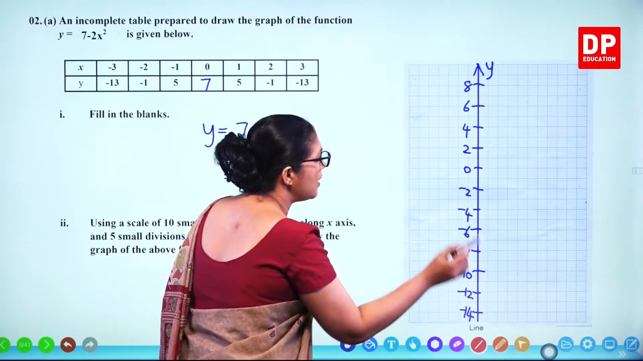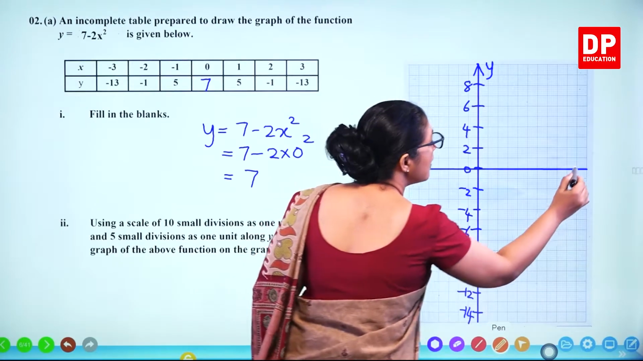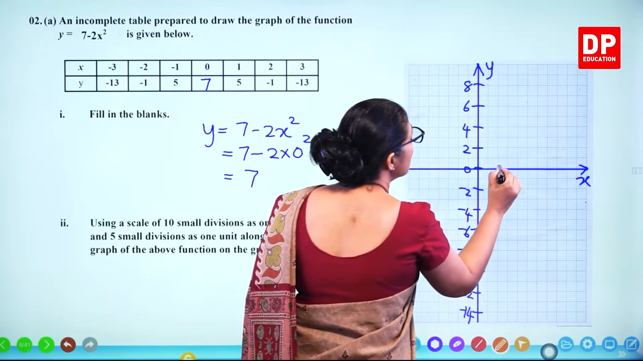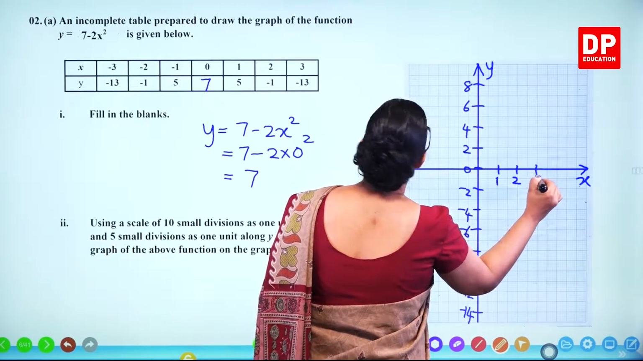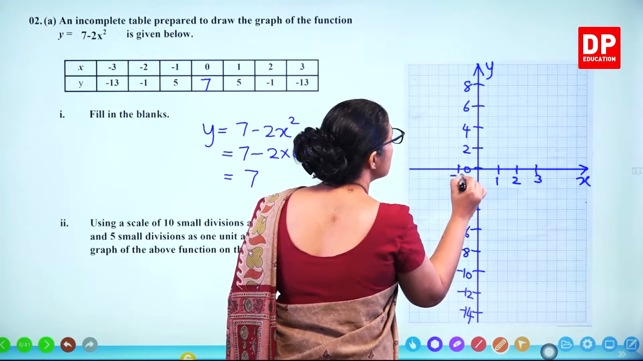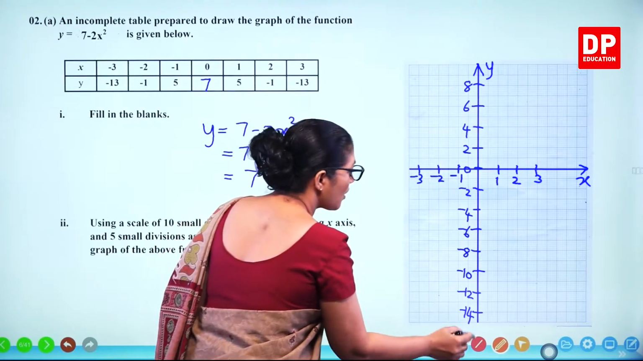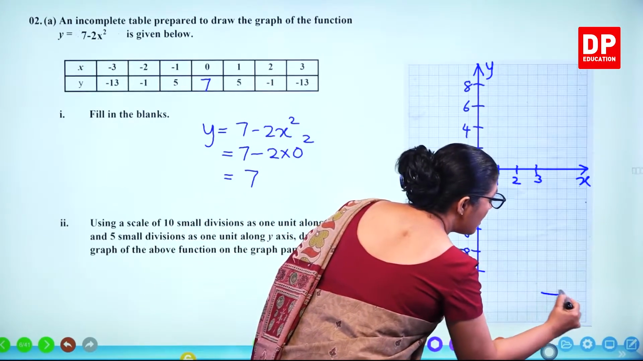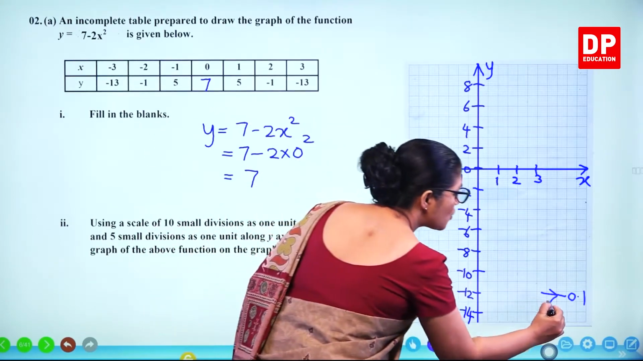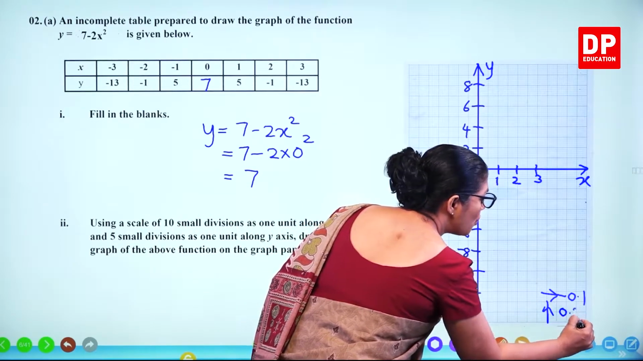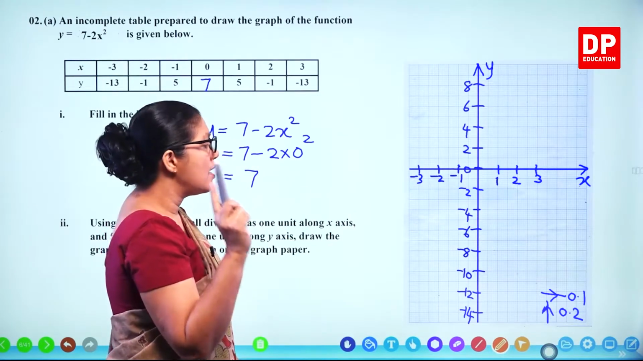Then we can draw the x-axis and mark the scale. This is 1, 2, 3. And this is minus 1, minus 2, minus 3. So here you need to remember this way is 0.1, 10 small squares 1 unit. But this way 0.2 because 5 squares 1 unit. That means 10 squares 2 units.